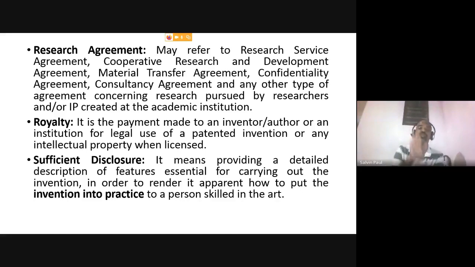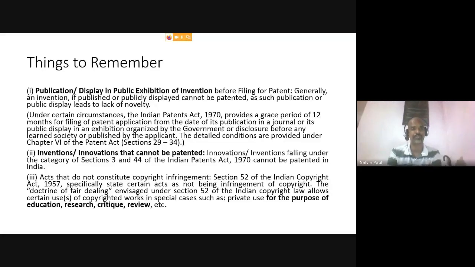Sufficient disclosure is also a most imperative thing. For example, when you do an innovation or invention or a registration or a copyright, etc., the most important fact is a detailed description of the features essential for carrying out the invention into industrial application. So for putting the invention into practice, a sufficient disclosure is necessary.